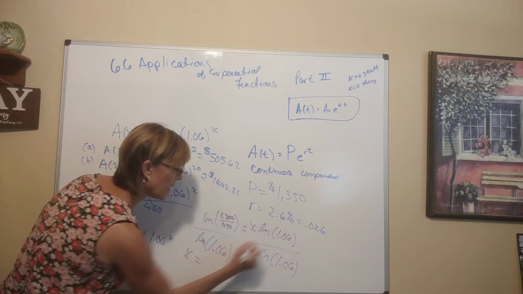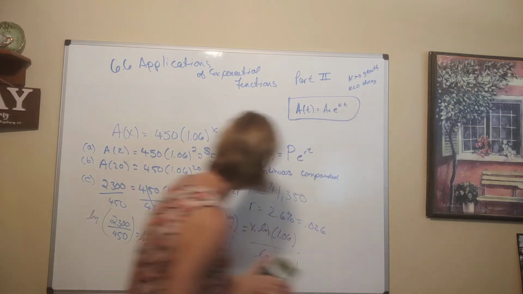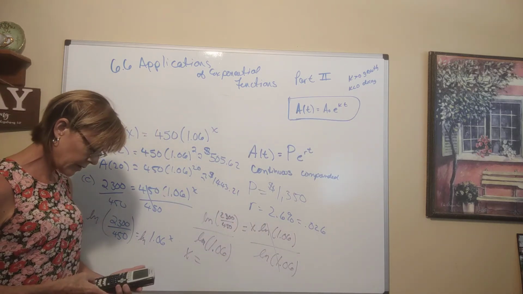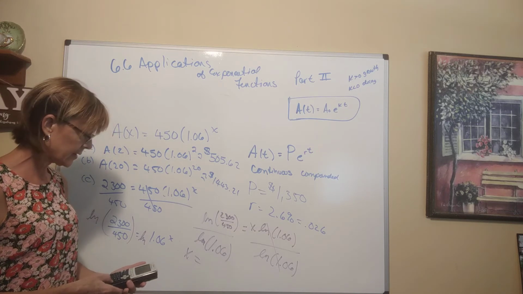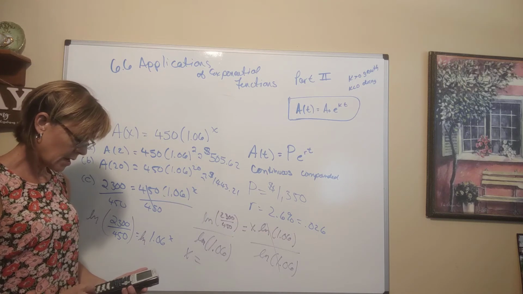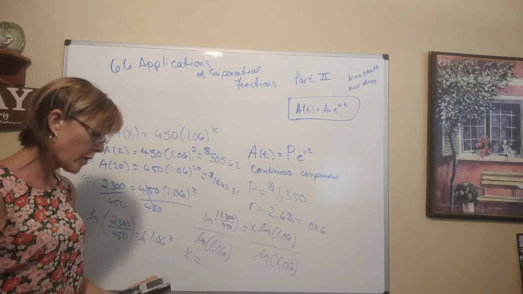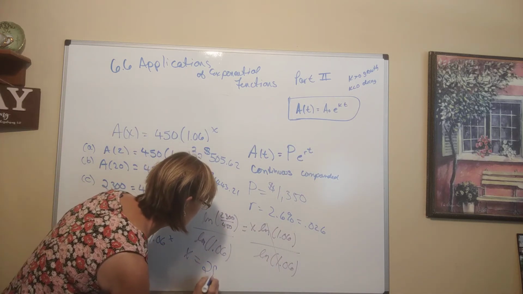And we'll figure out that x is equal to the natural log of 2,300 divided by 450, and then I'm going to divide that by the natural log of 1.06, and I get 27.998 or 28. It takes 28 years.